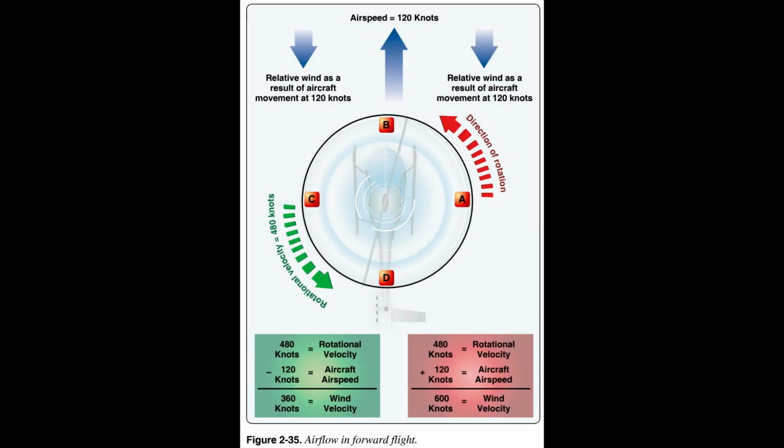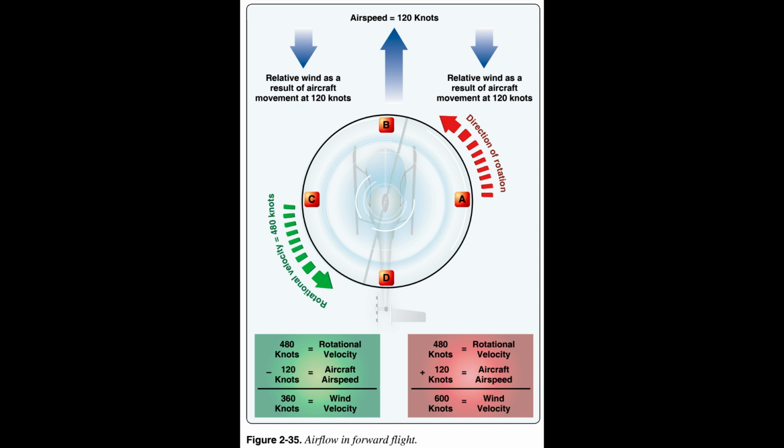The advancing blade in Figure 2.35, position A, moves in the same direction as the helicopter. The velocity of the air meeting this blade equals the rotational velocity of the blade plus wind velocity resulting from forward airspeed. The retreating blade, position C, moves in a flow of air moving in the opposite direction of the helicopter. The velocity of airflow meeting this blade equals the rotational velocity of the blade minus wind velocity resulting from forward airspeed.